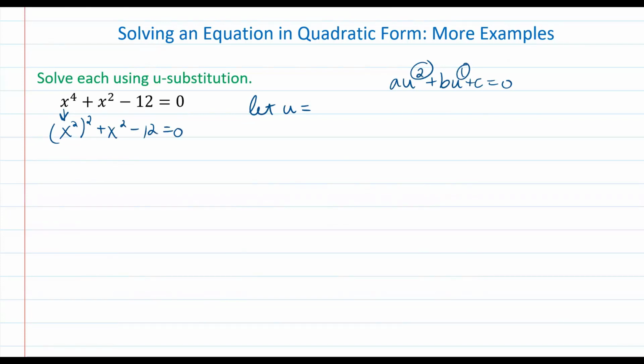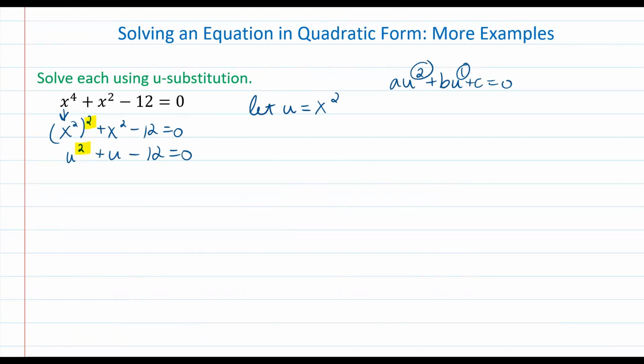So I believe I can let u equal x squared, and this will change that first term into a quadratic term, the second term into a linear term, and the last term is still constant. So I'm going to substitute everywhere I see x squared with the variable u. So it'll be u squared plus u minus 12 is equal to 0. Again, that outside squared does remain with the u.